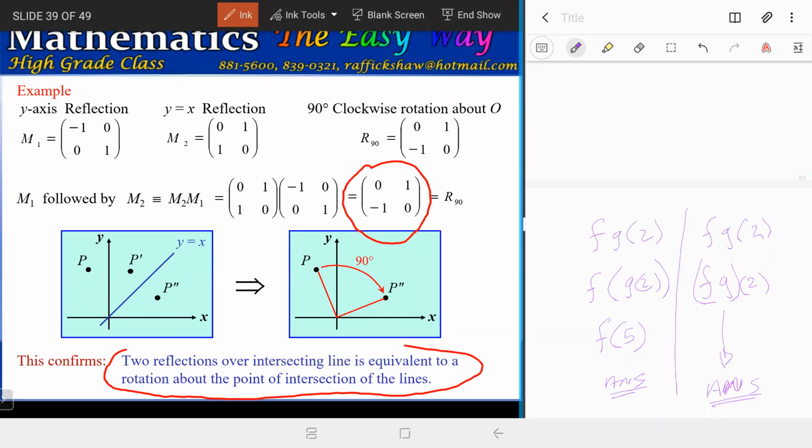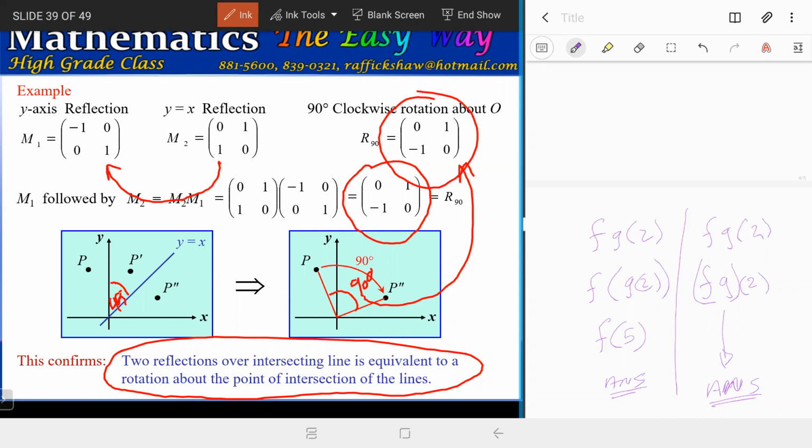You know the two reflections in intersecting lines is a rotation already, and the rotation angle is twice the angle between the lines. The angle between these two lines is 45 degrees. Therefore, the rotation angle must be 90 degrees, and the 90 degree matrix is that. So multiply the second one by the first one. It's going to be equal to that. That's what I mean when I say know the answer before you do it.